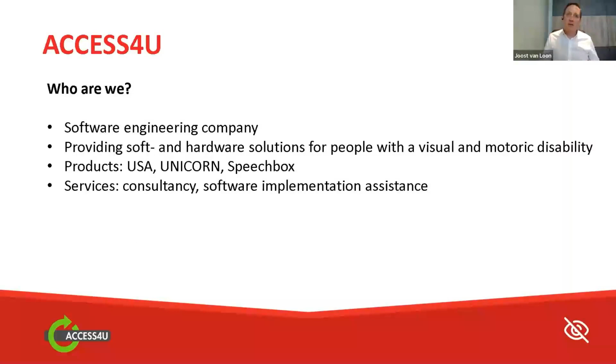Now, Access for You is a sister company of Babbage. We're working closely together. Maybe you know Babbage, we now exist for over 30 years in the Netherlands. So we are a Dutch supplier of supportive technology. Access for You is a software engineering company. So we produce software like Ultimate Screen Access and Unicorn, also the Excel Navigator Pro, for example. We will discuss more about that later on.